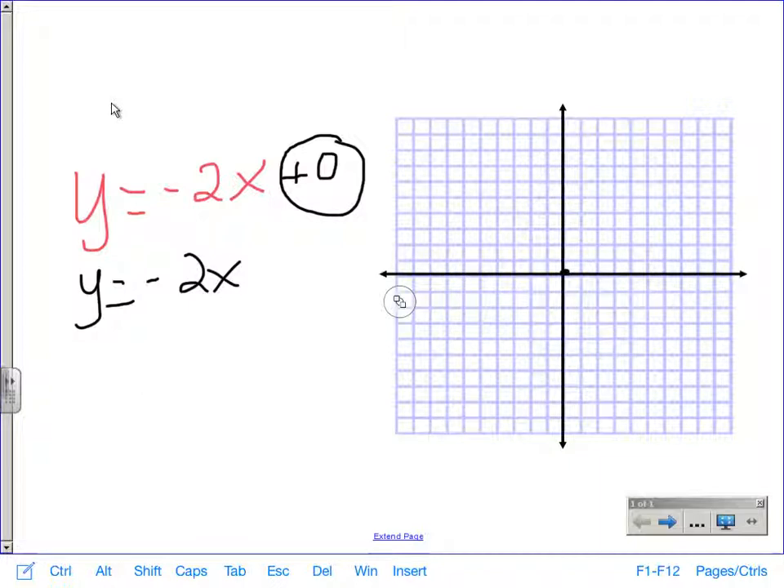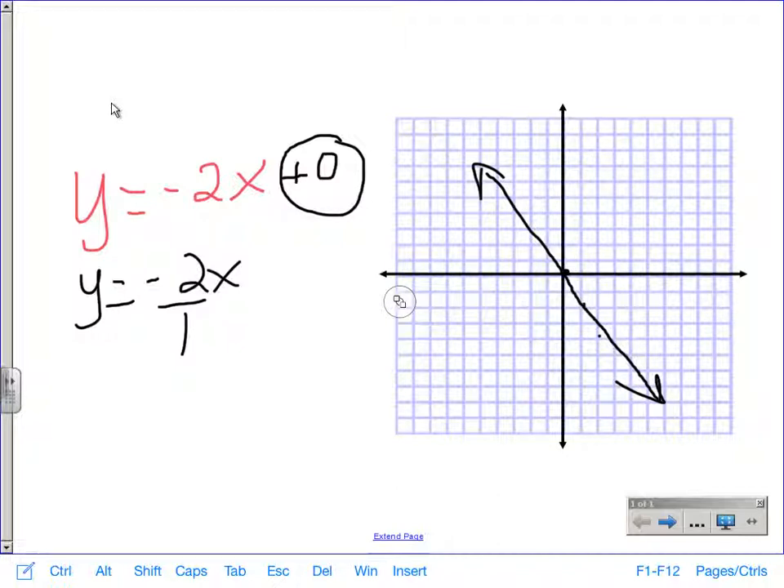So my first point will be at the origin, and then I know my slope is -2, run 1. So drop 2 and run 1. Drop 2 and run 1. And here is my line. Oops, I did not do a good job at connecting my points, but you would with your straight edge.